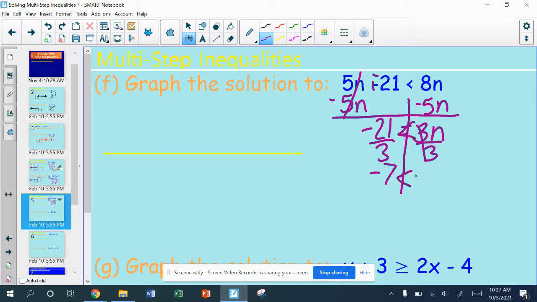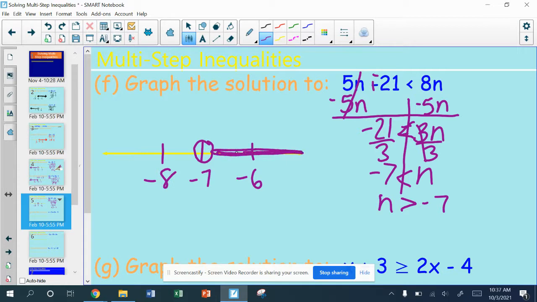Is less than n. And I want my variable first. So n is greater than negative 7, right? The alligator's trying to eat the n. So here's negative 7. This will be negative 8 and negative 6. Open circle because it's not equal to negative 7, and it's greater than. Greater than goes to the right. These are the numbers that are bigger than negative 7.